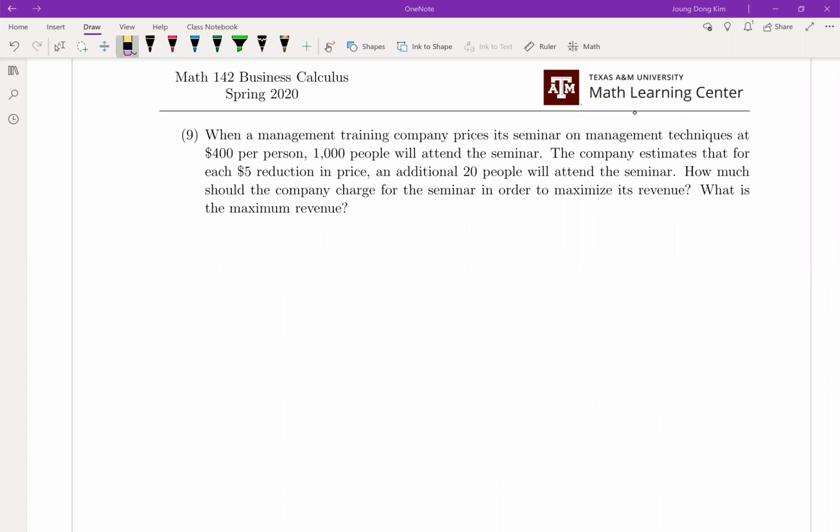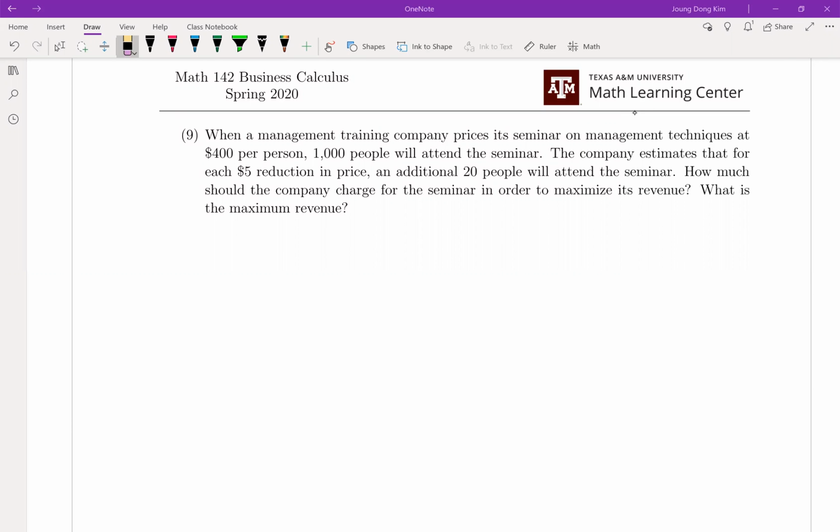Okay, for number 9, we need to find the demand price first. For this course, we assume all the price and quantity relationships are linear, which means whenever you find the price demand equation, it will be in mx plus b form. To find the slope and y-intercept of that equation, we have to set up 2 points. Your point must be an ordered pair of quantity comma unit price.